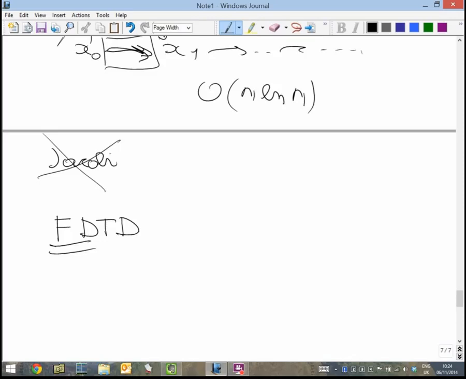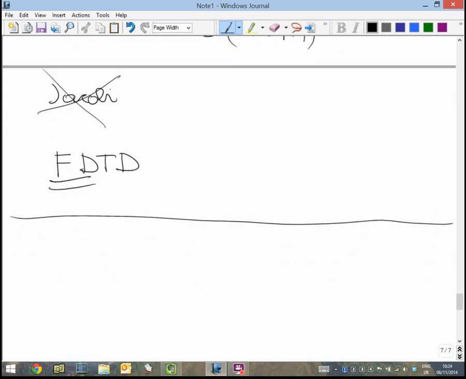This was an example of a brute force method, FDTD. Any questions about FDTD or finite differences? Before we move on to something which is a little bit more sophisticated, and that's not the finite difference method, but the finite element method.